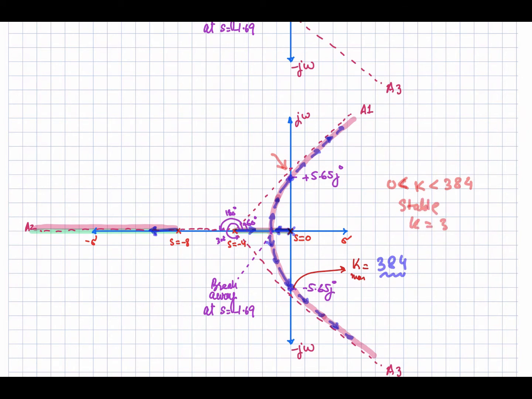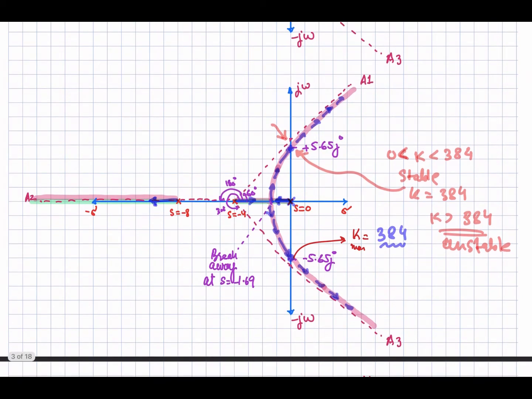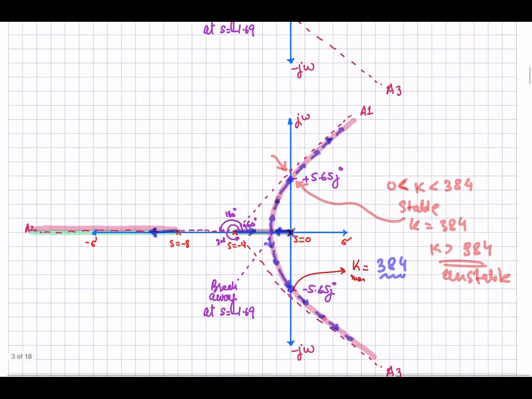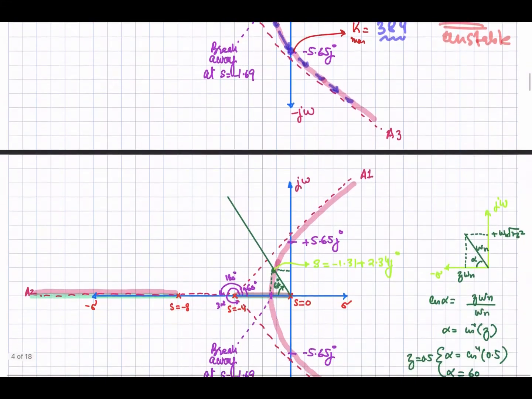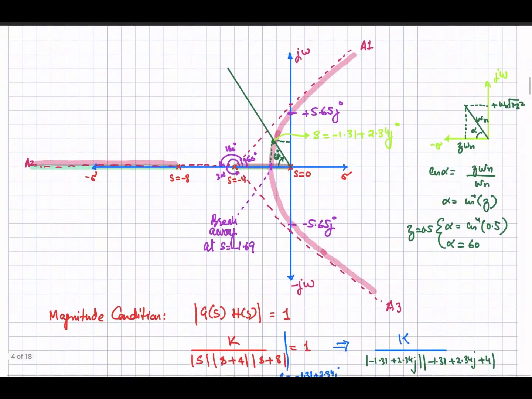If k is equal to 384, then your poles will be on the j omega axis, and if k is greater than 384, your closed loop poles will enter the right half plane, so the system will become unstable. So for stable operation of the closed loop system, your gain k has the range from 0 up to 384. Okay, so here you can see that if I ask what is the point at which the damping of the system will be equal to 0.5.